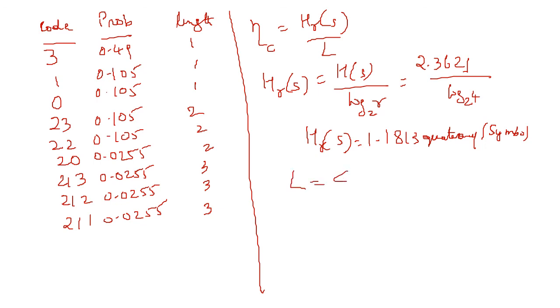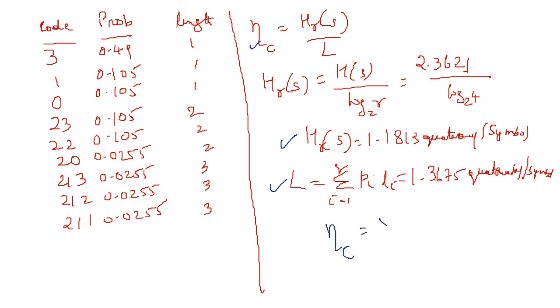Similarly, L is given by the equation summation i equals 1 to Q of pi times Li. After substitution, you are going to get L as 1.3675 quaternary per symbol. So this is what you get as HR of S and L. Once we get this, we write L and HR of S in the code efficiency. So finally we get the code efficiency for the quaternary code as 86.38%.